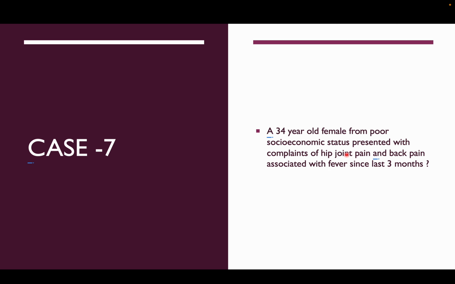Case 7. A 35-year-old female from a poor socioeconomic status presents with complaints of hip joint pain and back pain, associated with fever since the last 3 months. So what is this case? It's definitely more than 3 months; it's definitely a chronic thing. So we should always think of any CTD-related cause. But CTDs generally don't involve the hip joint or any axial joints. It is very rare. Rheumatoid arthritis can involve the cervical spine, but generally CTDs are unlikely to involve it. One more thing that can be involved is spondyloarthritis.